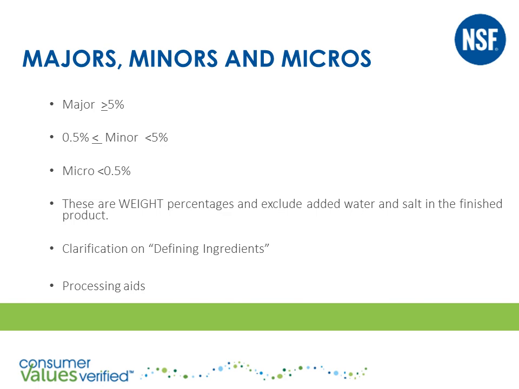Note, all percentages noted are weight percentages of the product, not counting the weight of salt or added water in the finished product. And the standard also has a defining ingredient rule. If the name of an input is in the name of the product, the input must be treated as a major ingredient, regardless of the amount in the product. Now, as for testing and different exceptions based on these classifications, we'll get into those in just a moment.